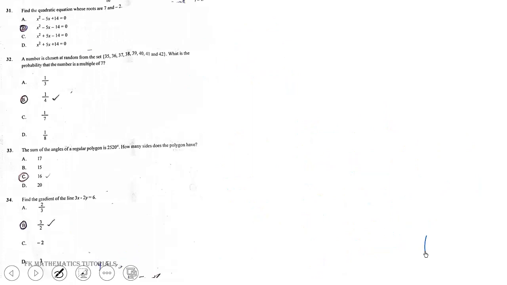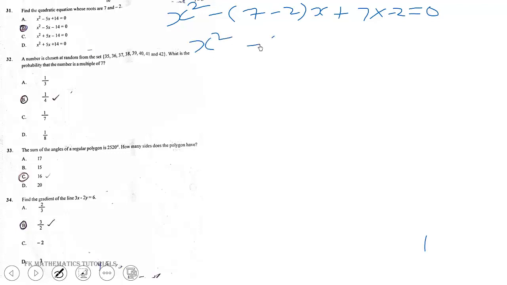So we have to find a quadratic equation whose roots are 7 and -2. So we just work backwards, or use the formula x squared minus sum of roots, which is 7 plus -2 x, then plus product of roots, which is 7 times -2, is equal to 0. So x squared minus 5x minus 14 is equal to 0. That is one way you can do it. Another way is to work backwards.